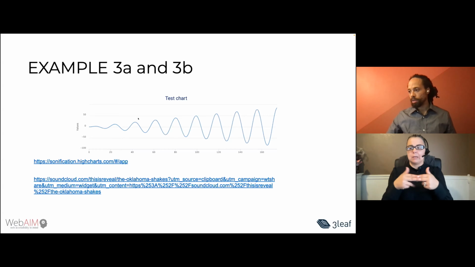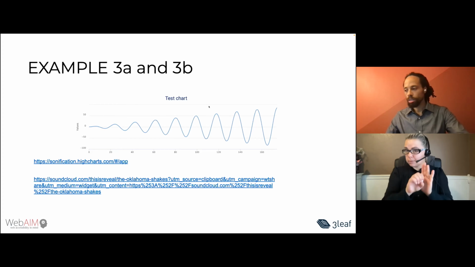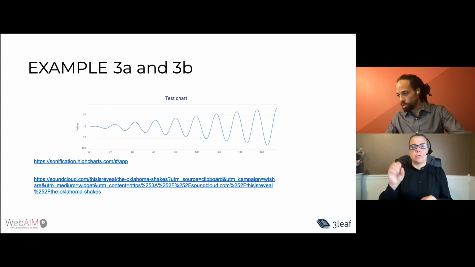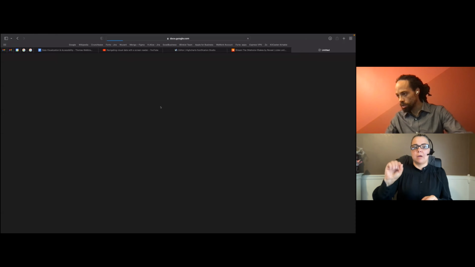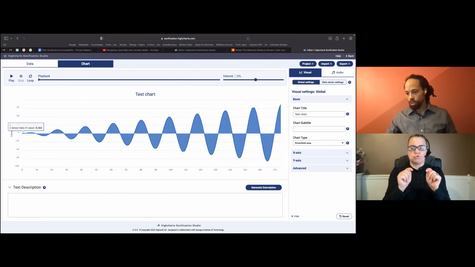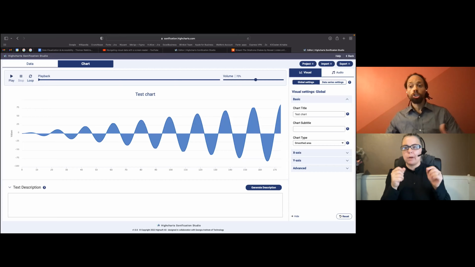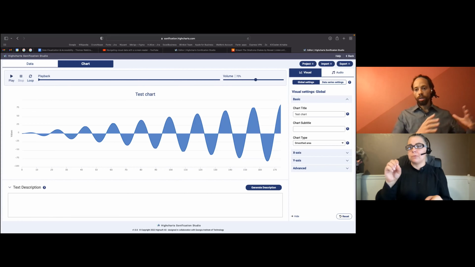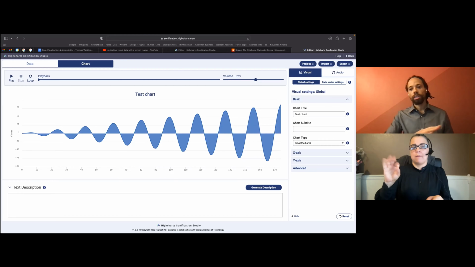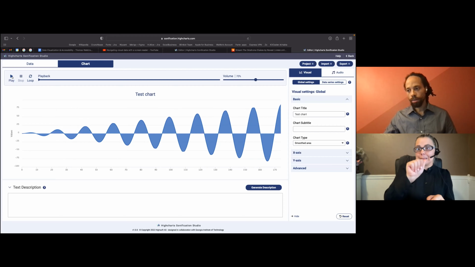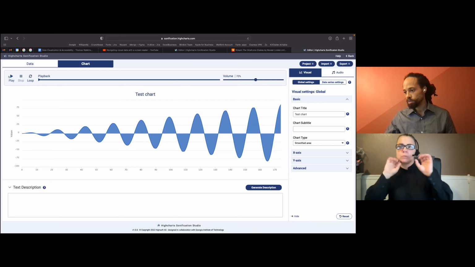Okay, so this is another example, and this is called sonification. Here's an example of something called sonification. This is when data is taken and transformed into sound waves. So I'm going to play some examples of this before I comment on it.